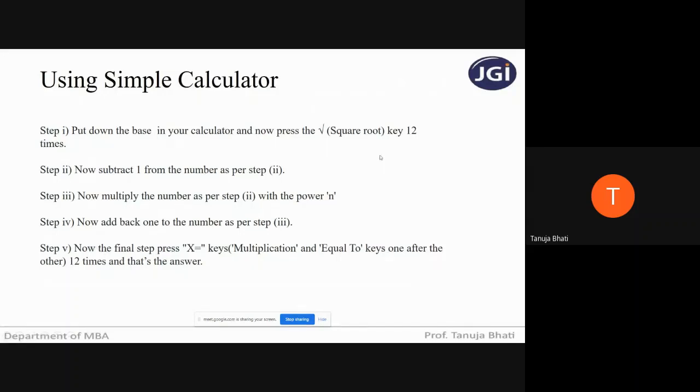After pressing it 12 times, you have to minus 1, and then after minusing 1, you need to multiply that number with the power. The power was for 4 years. So multiply by 4. Again, add back 1. And you need to press the equals key 12 times. And then you'll get the answer. If someone has a simple calculator, we will do it. Otherwise, we can proceed further. So these are the steps that you need to follow if you are having a simple calculator. So can we proceed further? Yes, students? Yes, ma'am. Okay.